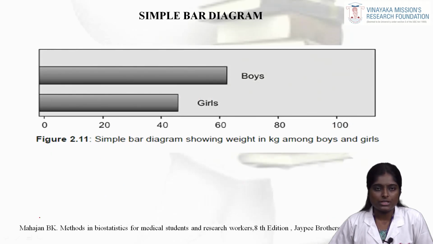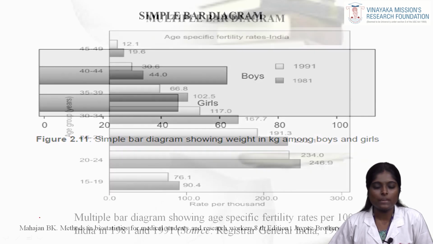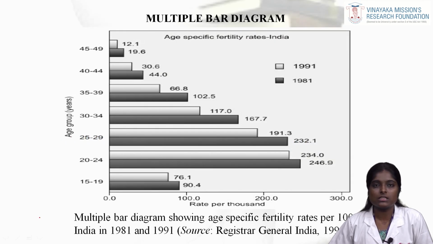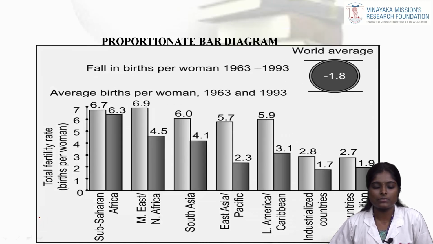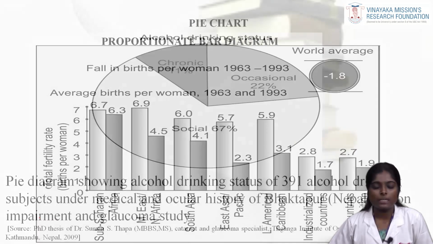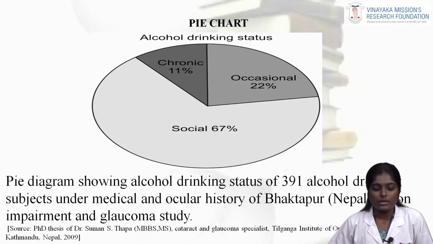So coming to the graphical representation, we have the simple bar diagram. Each bar will represent the individual variable here, and multiple bar diagrams, as the name suggests, depict multiple variables in a single bar diagram. This multiple bar diagram can either be a cluster bar graph or stacked bar graph. This is a cluster or proportional bar diagram where the two variables are kept adjacent to each other. And we have a pie chart. For example, this pie chart shows the alcohol drinking status of 391 alcohol drinking subjects under medical and ocular history in Nepal, who are vision impaired, in a glaucoma study, which shows 67% are social drinkers and 22% are occasional drinkers.